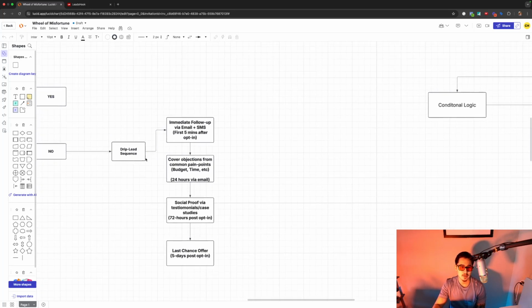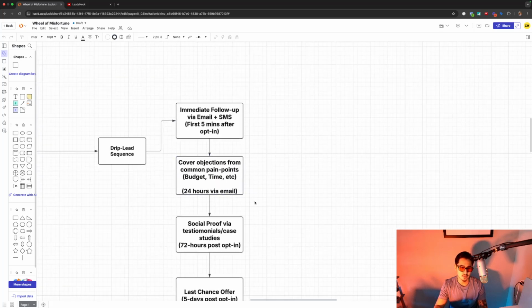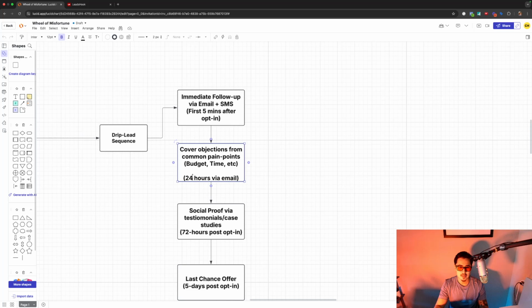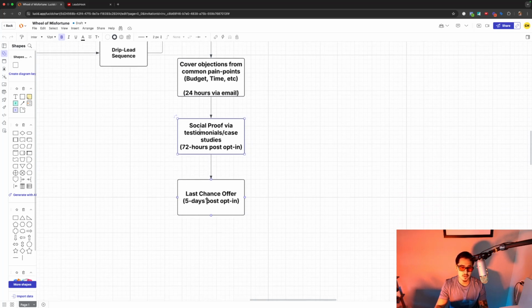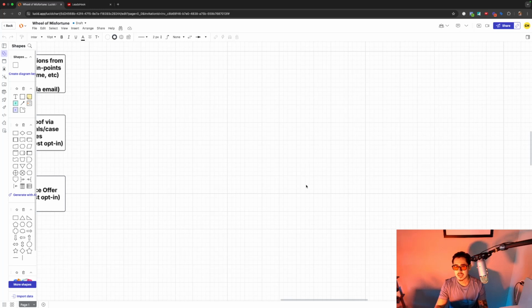So for example here, what this drip lead sequence looks like is immediate follow-up via email and SMS right after they opt in. We're covering objections from common pain points around budget, time, etc. And this is sent 24 hours after opting in via email. Maybe 72 hours after opting in, we're seeing social proof, case studies, testimonials. And then on day 5 after opting in, we're sending a last chance offer.